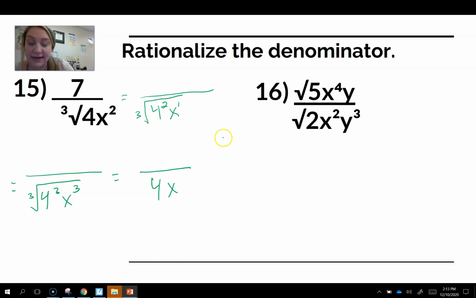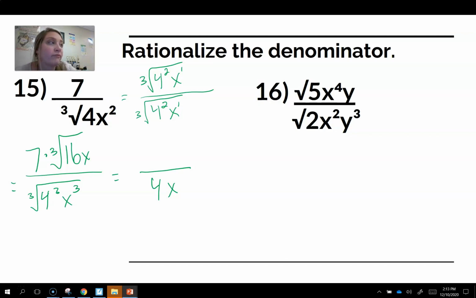What I do to my denominator, I have to also do to my numerator. So the cube root of 4 squared times x. I'm going to simplify that. 4 squared is what, 16? This becomes 7 times the cube root of 16x. I'm checking with myself. Okay. All right, the cube root of 16 simplifies.